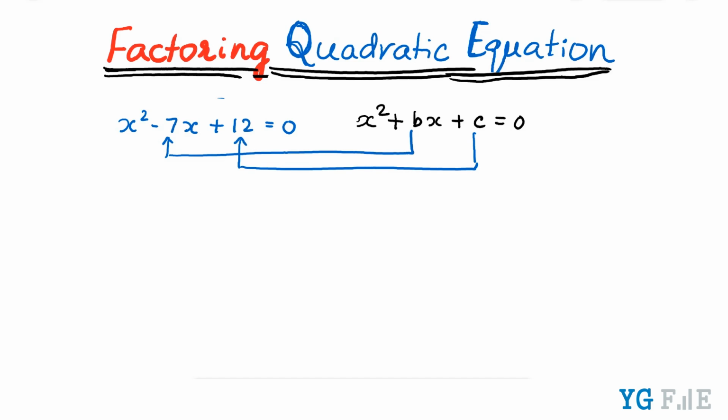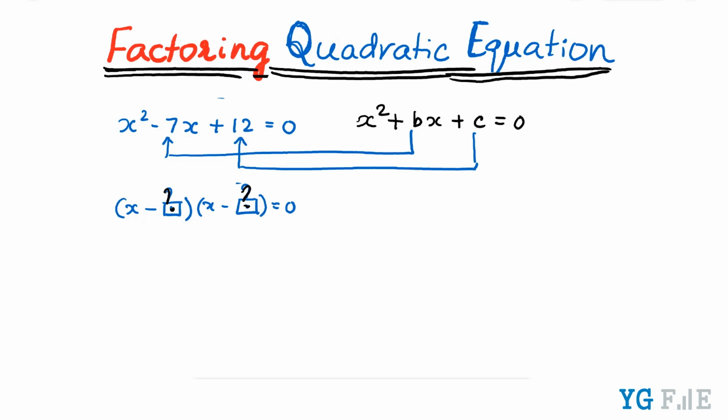x square minus 7x plus 12 as a product of two factors. So we want to say x plus something, or let us write x minus something. We want to write it as a product, x minus something times x minus something, equal to 0. So we are trying to find the factors that can replace this box.